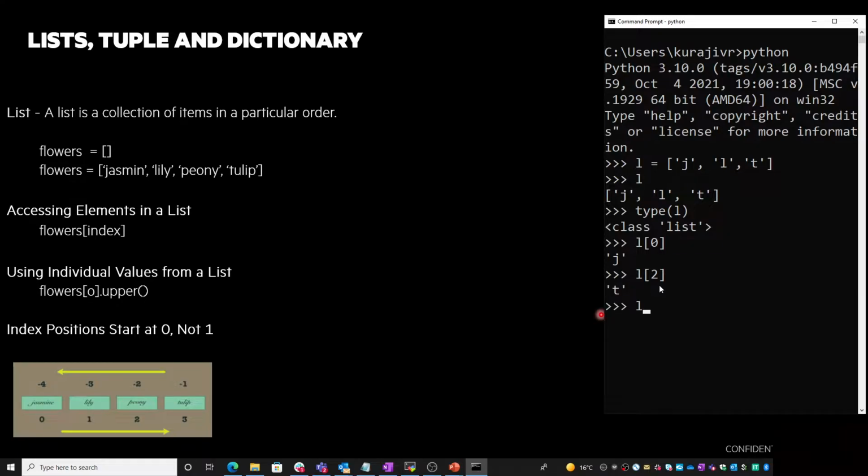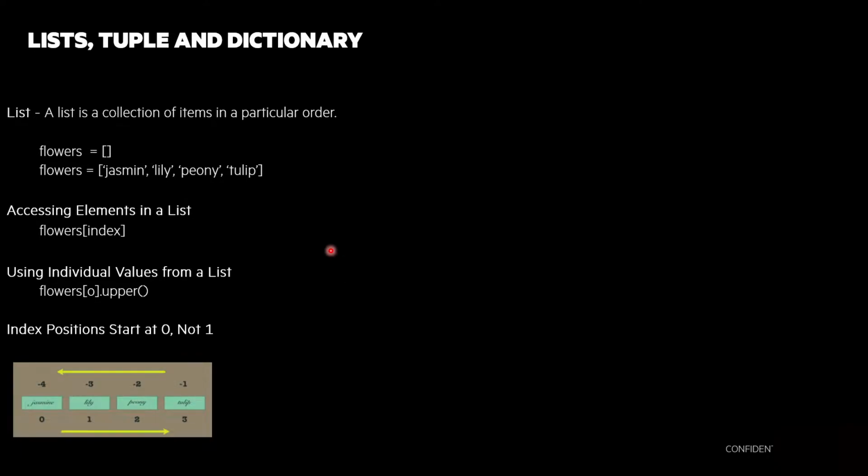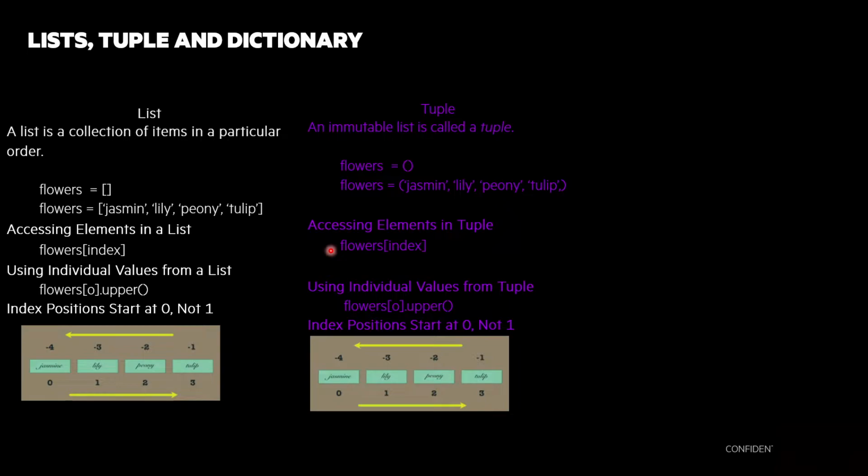Also, we can say L of -1. If you remember, we talked that we can access the data from both sides. And now we can access the tulip either using 2 or -1. And there are other data structures. So we will be trying to learn about them and compare how they are different.